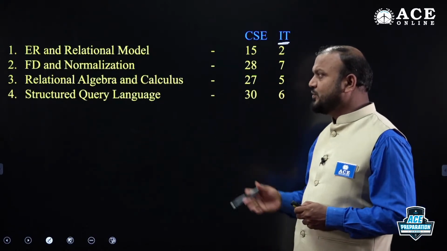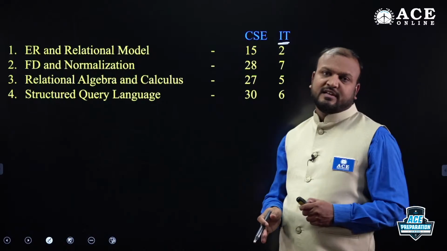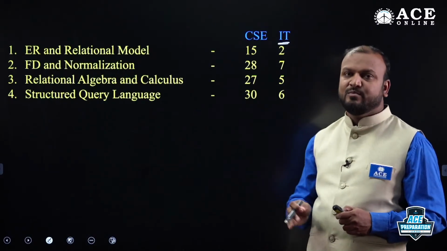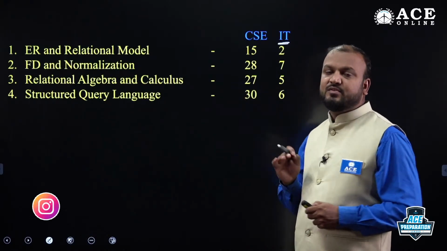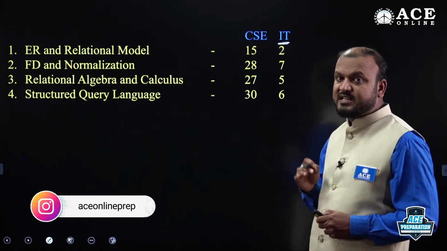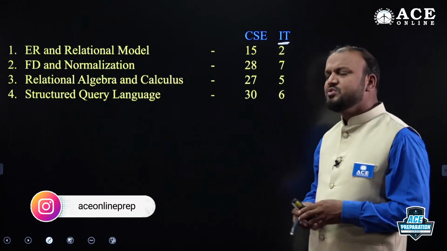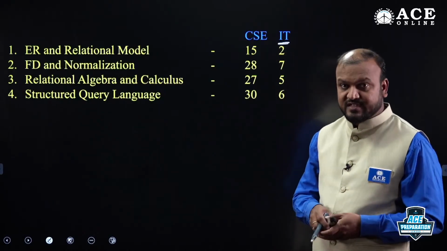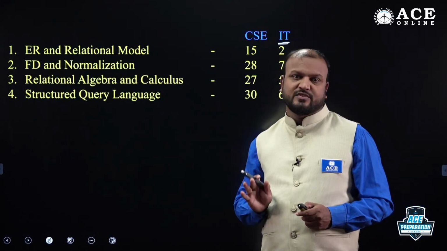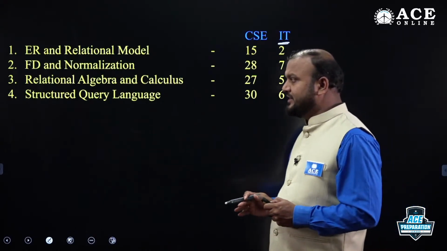Then we have query language, SQL. Undoubtedly, query language is very, very important. In the previous 20 years papers, you got 30 questions. 30 questions means an average of 1.5 questions every year. Most of the times it is 2 questions; in the worst case it is 1 question, and that 1 question is also a 2 marks question most of the times. SQL is very, very important.